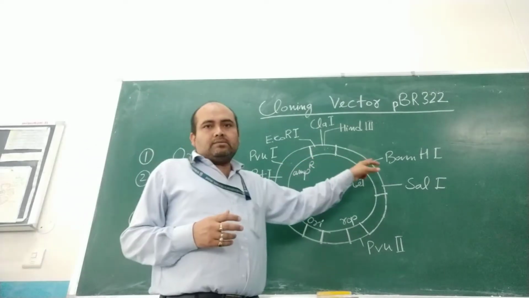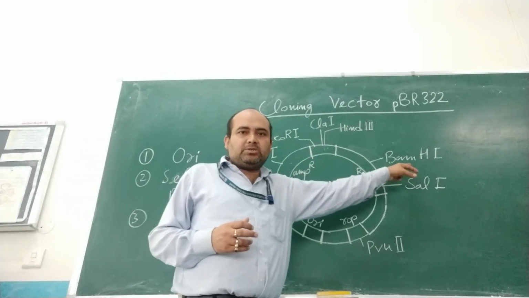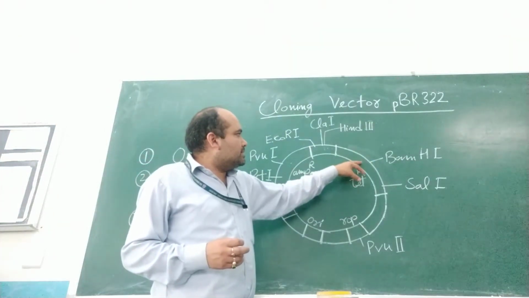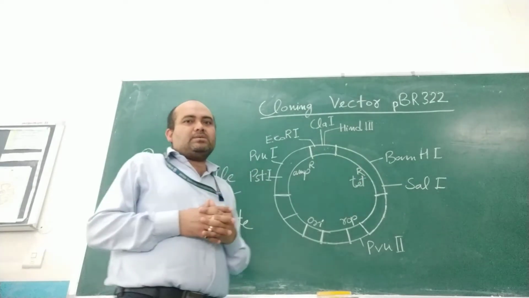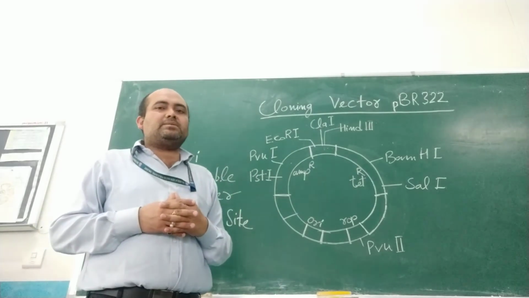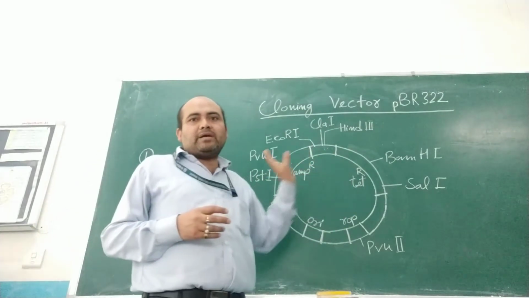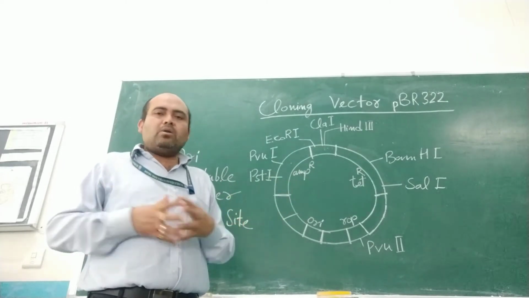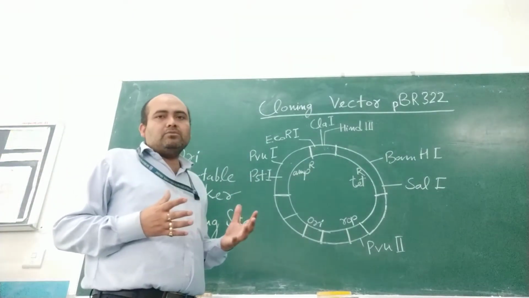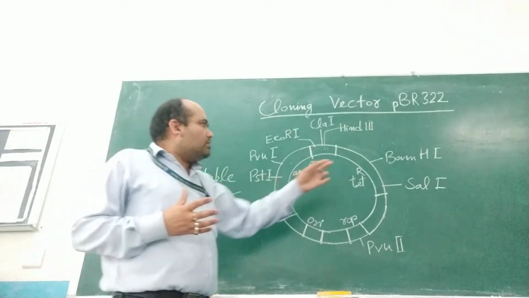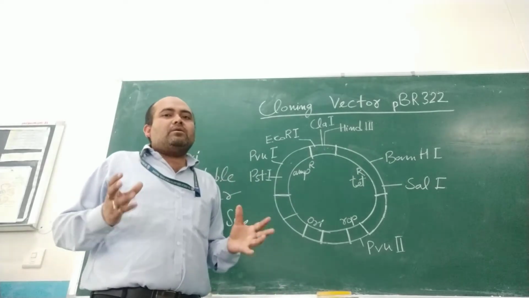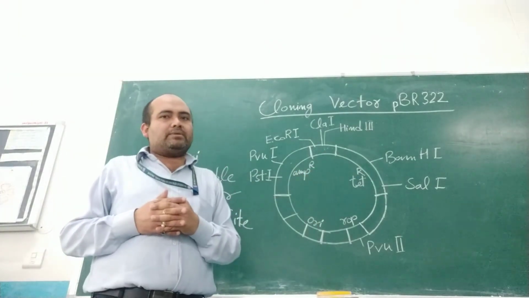So why are we calling these sites selectable markers? If you cut the DNA with BamHI restriction endonuclease, automatically what will happen? The tetracycline resistant site will be lost. It means this plasmid lost the tetracycline resistance power. Actually, it is present inside the bacteria, so it means that the bacteria lost the power of tetracycline resistance. By this you can easily understand that BamHI cut at that site, and automatically that bacteria lost the antibiotic resistance power.